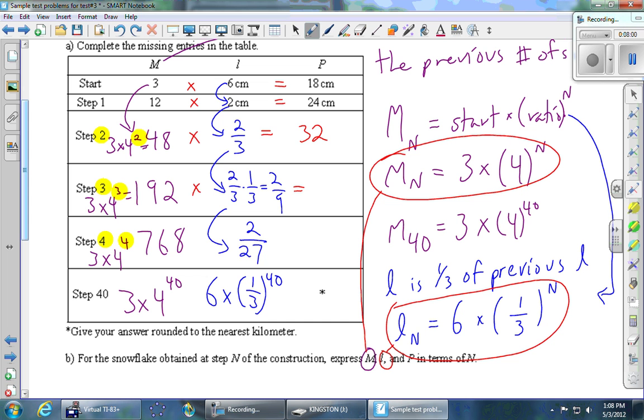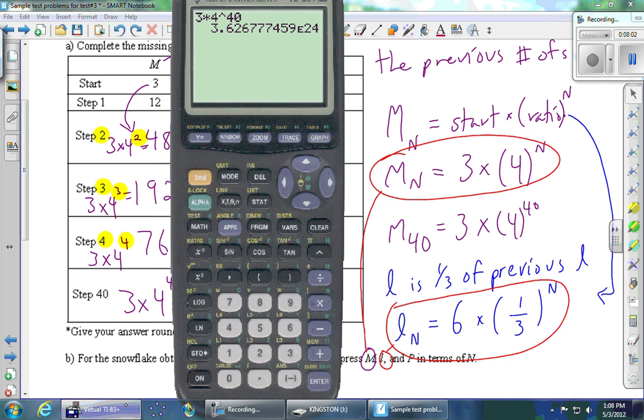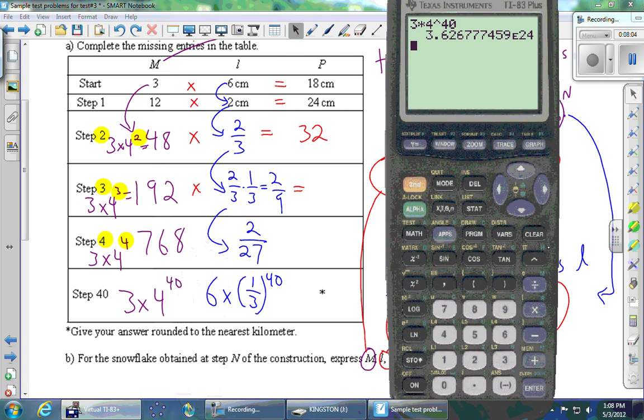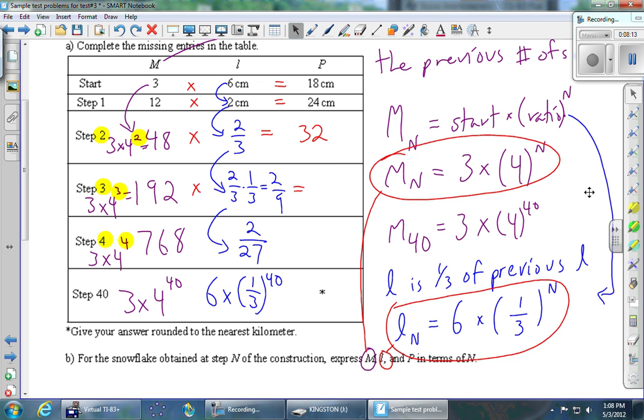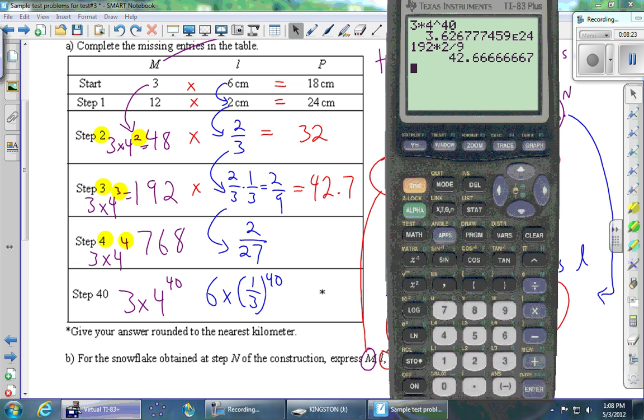And so you can do fraction stuff. At some point, we're going to relent and do decimal stuff. So I'm willing to do that right here. So we do 192 times 2 divided by 9. 192 times 2/9. So we get 42 and change. Say about 42.7. Next one, 768 times 2/27. And that's about 56.9.